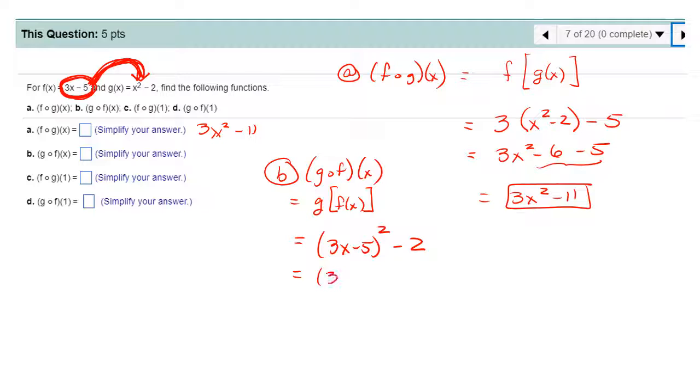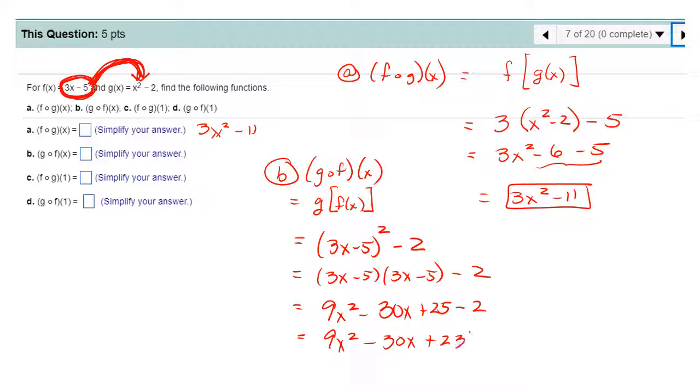Now when I simplify, I have to remember that 3x minus 5 is squared. So I would do the FOIL method, and after I do the FOIL method and combine like terms, I would get 9x squared, and then negative 15 is negative 30x plus 25, and then I bring down the minus 2. When I simplify this last answer, I end up with 9x squared minus 30x plus 23. That would be my answer to type in for the second part. 9x squared minus 30x plus 23. Notice part A and part B answers are very different in their appearance.